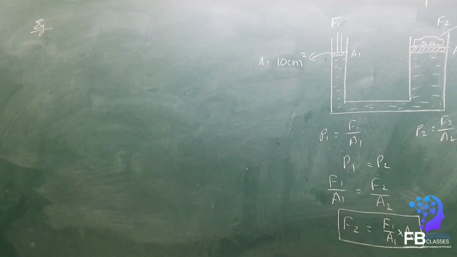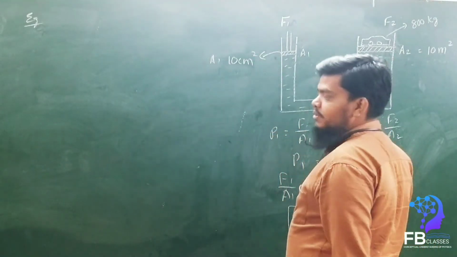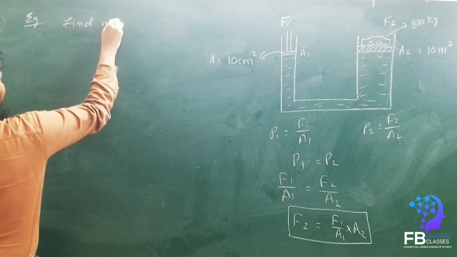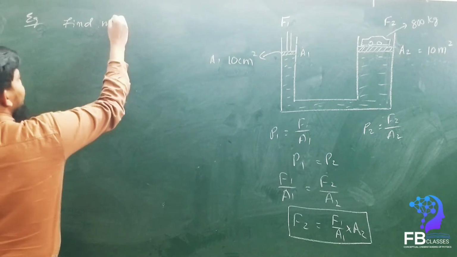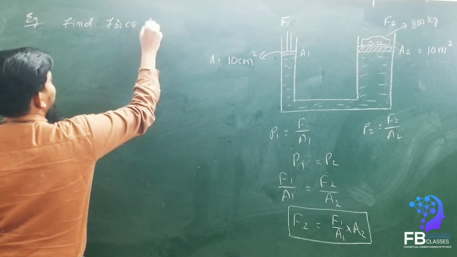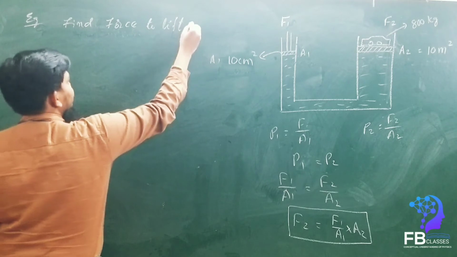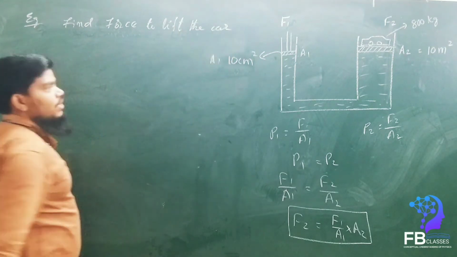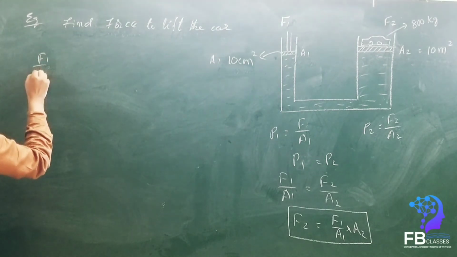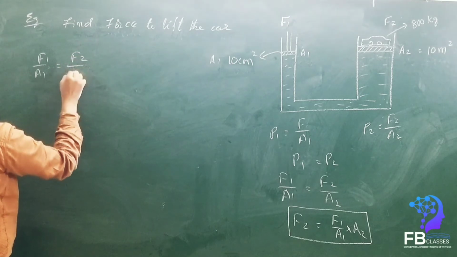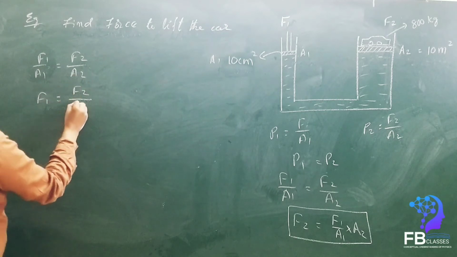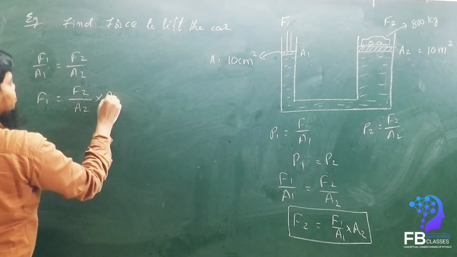Are you getting my point? So find the minimum force to lift the car. That is the question. According to Pascal law, F1 by A1 is equal to F2 upon A2. So F1 is equal to F2 upon A2 into A1.